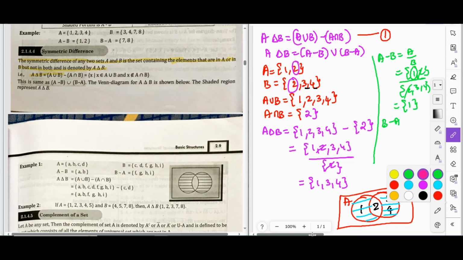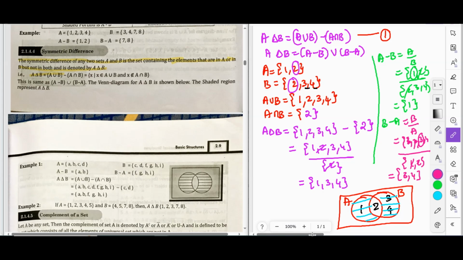What is B minus A? That will be B by A. B is 2, 3, 4, divided by A, which is 1, 2. So 2 and 2 will get cancelled. Only the term which is there in the numerator will be calculated. So it is 3 and 4. So the answer will be 3, 4.